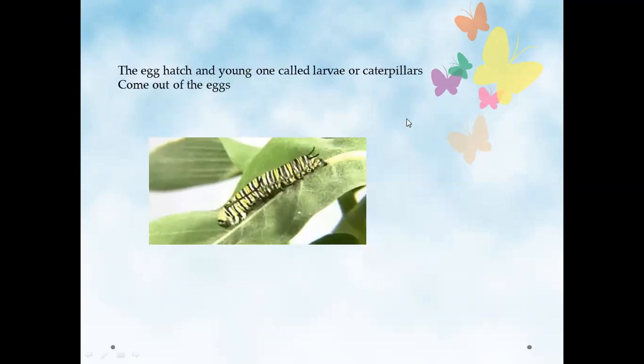So in the next step, what happened? The egg hatches and the young one, called larvae or caterpillars, comes out from the egg. Now from the fertilized egg, a caterpillar comes out. This is the picture of a caterpillar. Look at this picture on the leaf of the plant. As the butterfly lays eggs on the leaf of the plant, the fertilized egg is converted into what? Caterpillar. And this is the picture of a caterpillar. Understood?